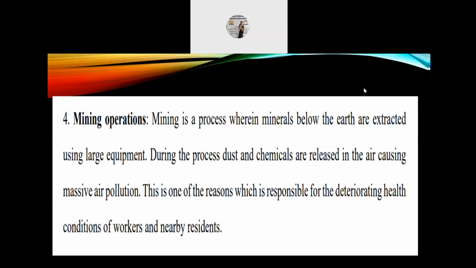Number 4, mining operations. Mining is a process wherein minerals below the earth are extracted using large equipment. So during this process, dust and chemicals are released in the air, causing massive air pollution. This is one of the reasons responsible for the deterioration of the health conditions of the mining workers, that is miners, and the nearby residents of the mining areas as well.